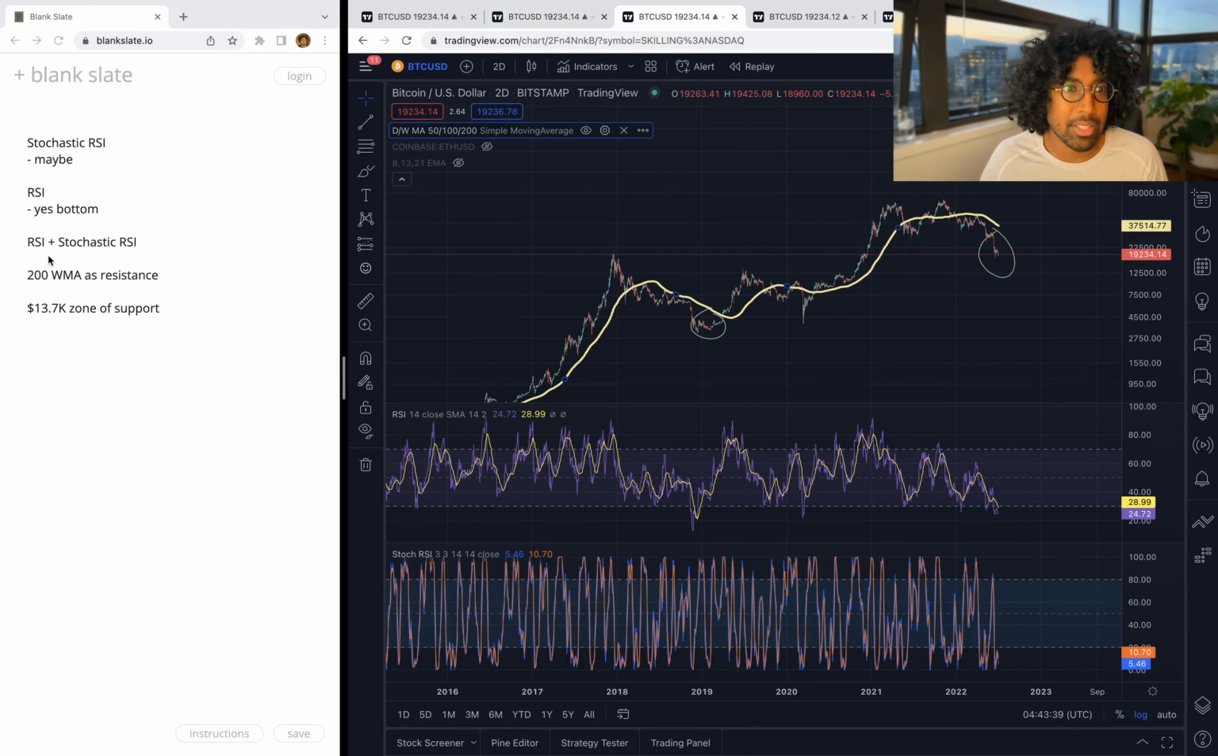Now let's move to this. This is the RSI and the stochastic RSI. For the RSI and the stochastic RSI to work out, this is such an ugly chart. I'm so sorry, I should not have even brought this up. A friend showed it to me. I was like, all right, man.